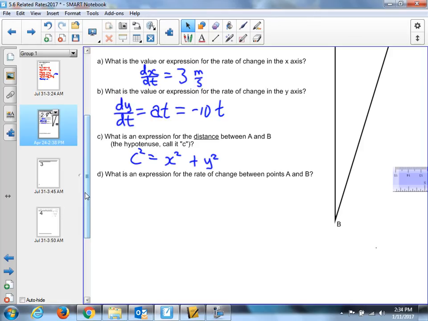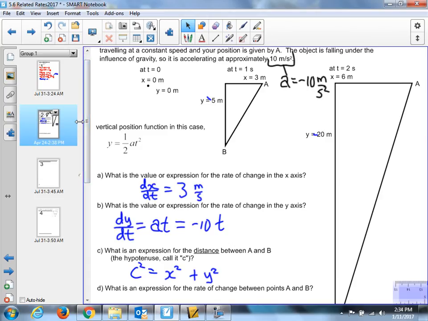Now, it's an assumption that everybody knows Pythagorean theorem, right? Now, what's an expression for the rate of change between points A and B? Now, we've called that distance C, right? Now, what are we talking about even? I said we call this distance C, but we can find out how fast this is falling at any given moment. We can find out it's always actually traveling at the same speed that way.